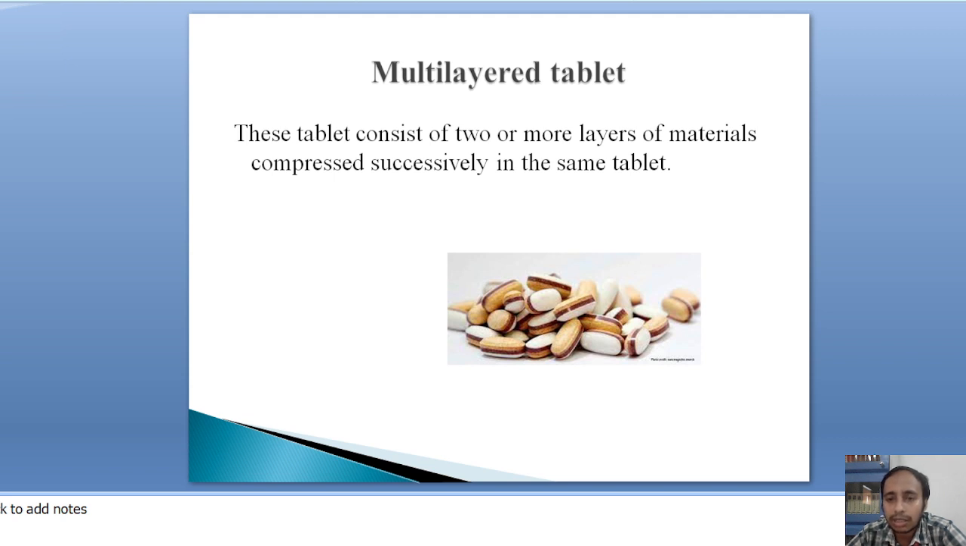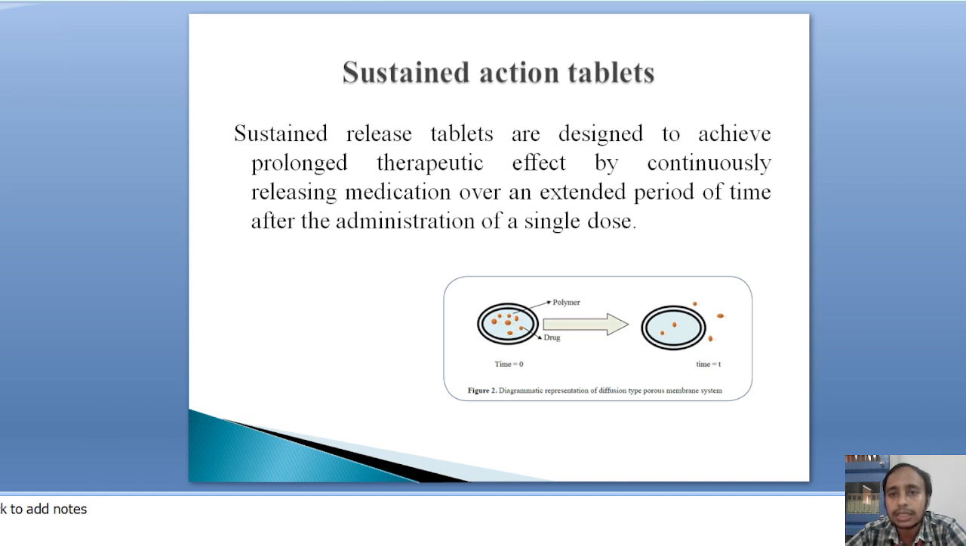So mostly I want to share that these tablets are prepared by a multi-layer tablet press. I will discuss it later. A multi-layer tablet machine is an instrument which is used to prepare the multi-layered tablets. Let's discuss the next one, sustained action tablets.